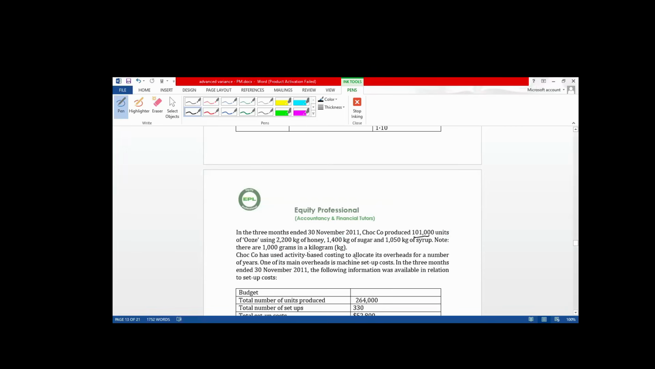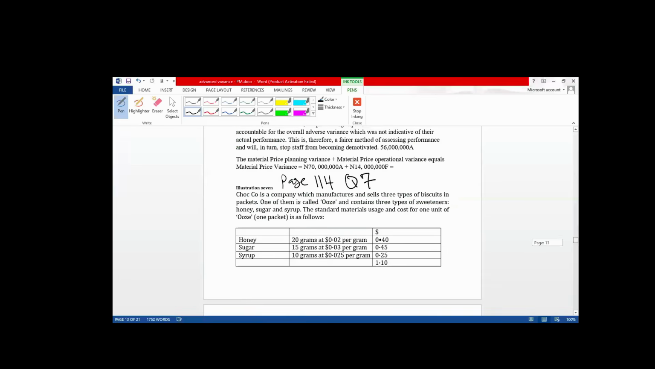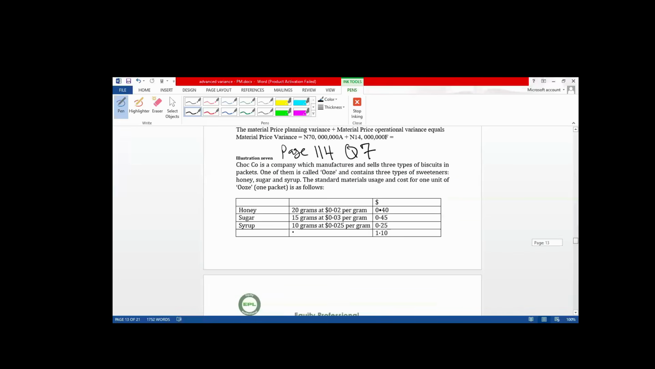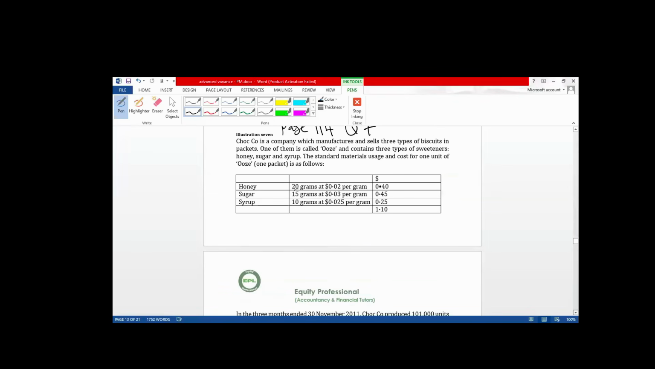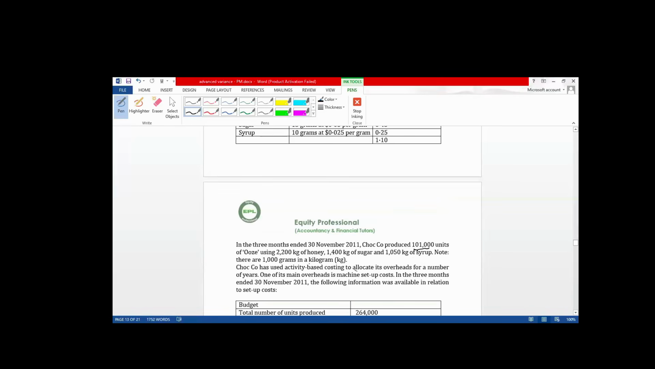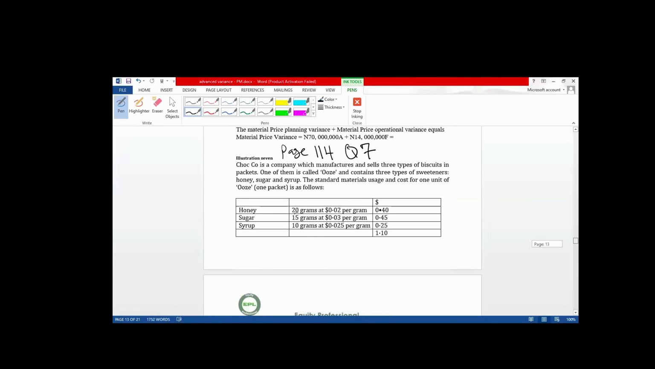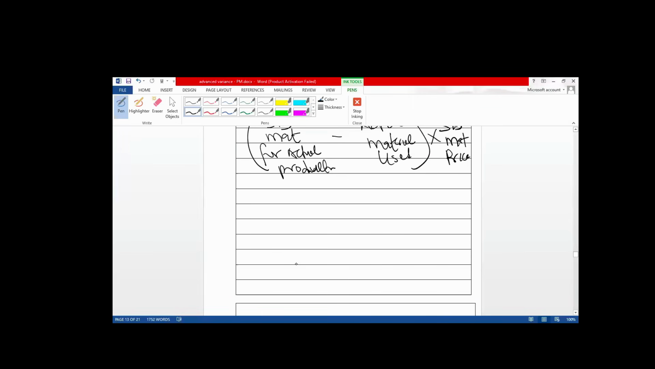Please look at it. Let's start from here. My actual production in the month is 101,000 units. To produce one for honey, I require 20 grams. So if I produce 101,000, how many grams am I supposed to use? Come here, let's do our workings.